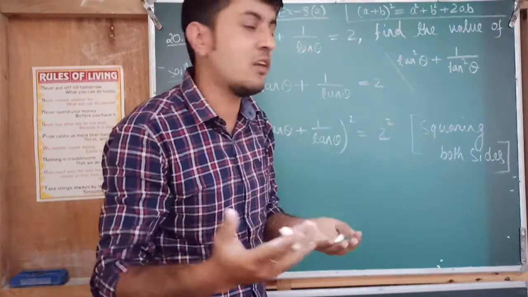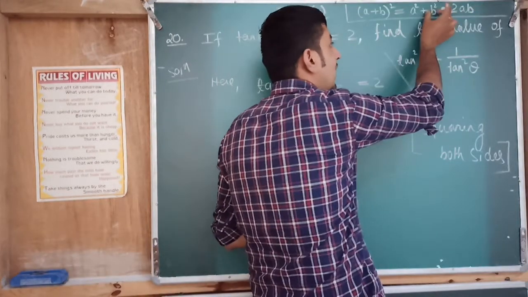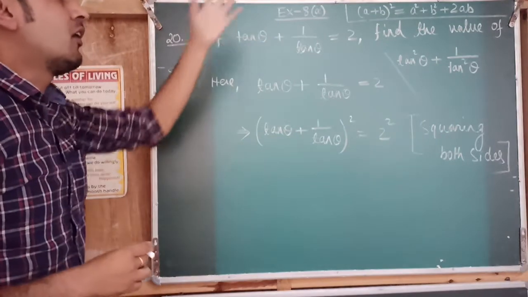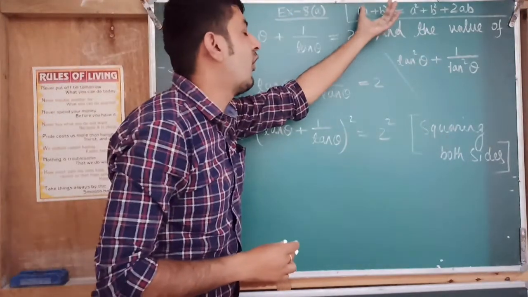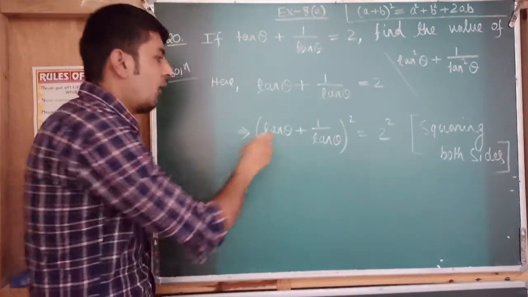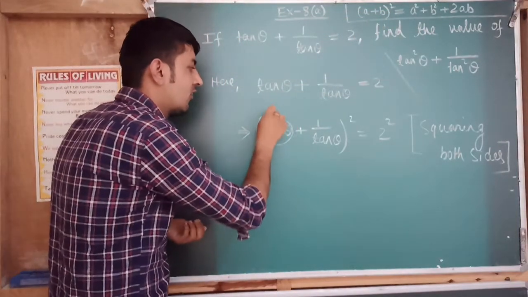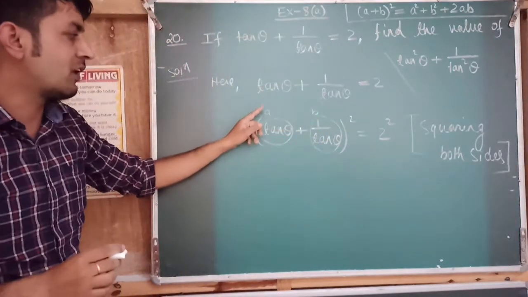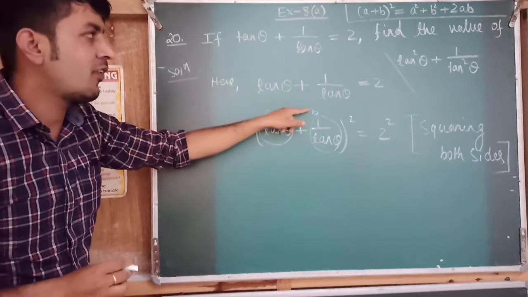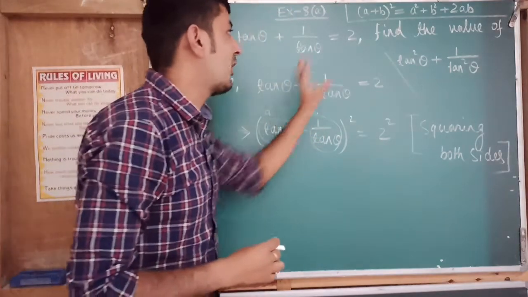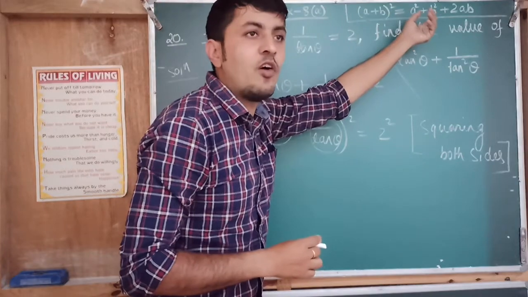That means you can bring this term here and this term here. It is the same, there is no change. So kindly use this formula out here. When you use this formula, what is your a? Your a is this, your b is this. That means your a is tan theta, and your b is 1 by tan theta. So use this expression in this formula.